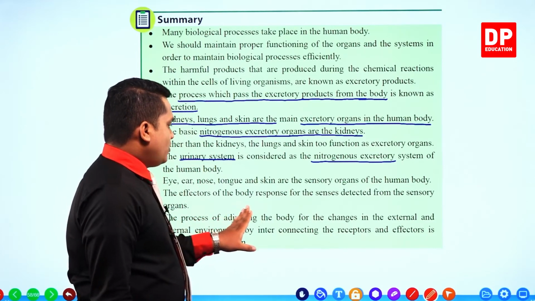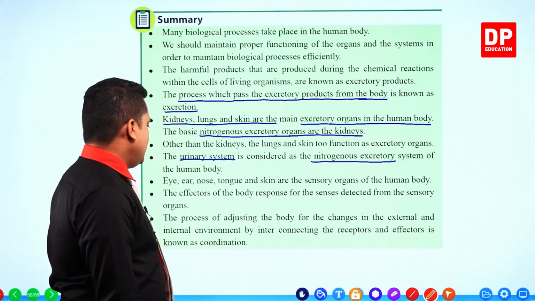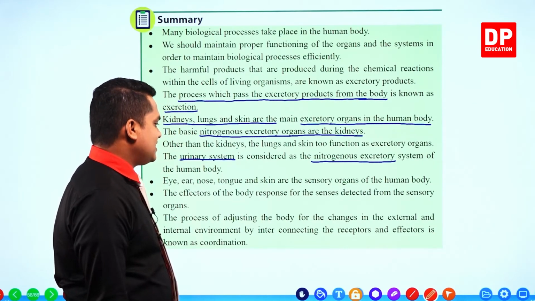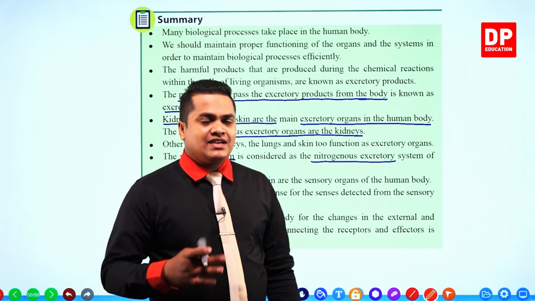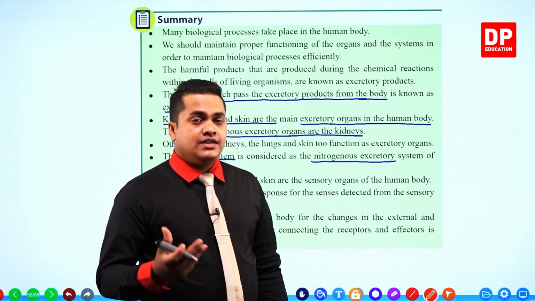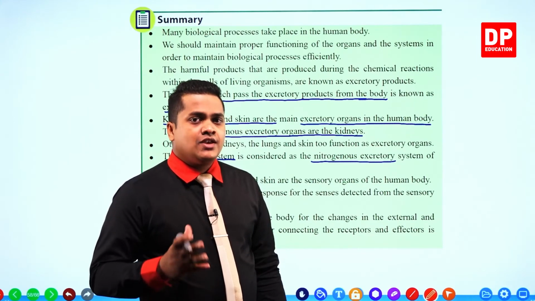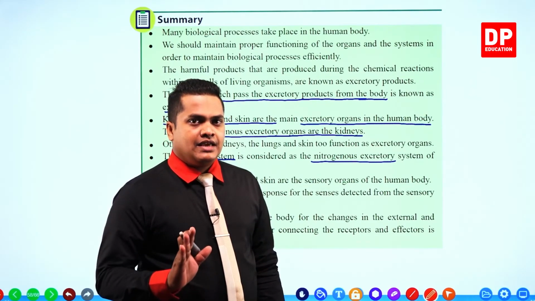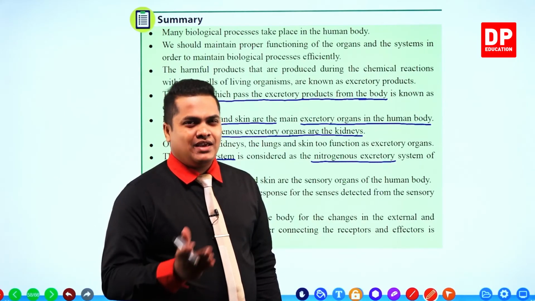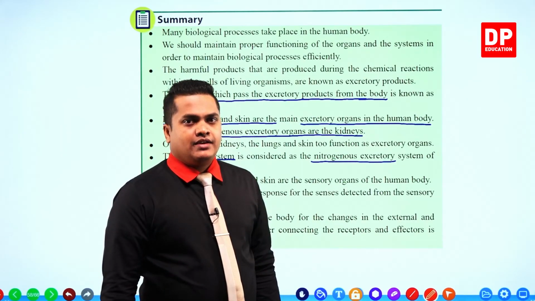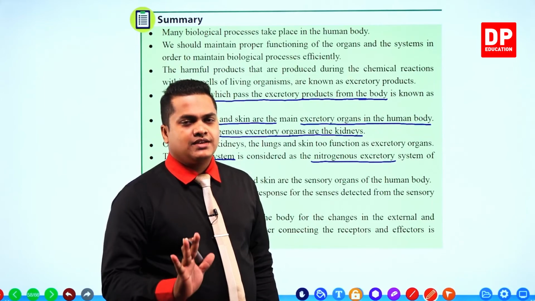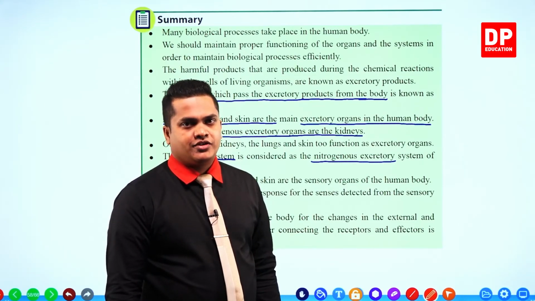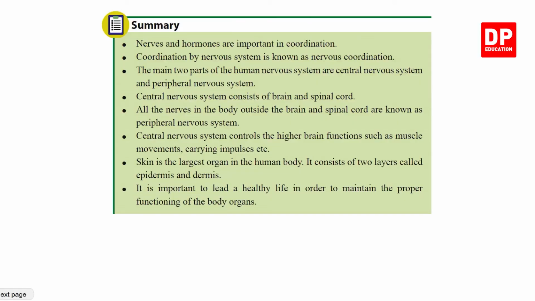The process of adjusting the body to the changes in the external and internal environment by interconnecting receptors and effectors is known as coordination. This interconnection, communication process between different organs, is known as coordination. Nerves and hormones are important in coordination.